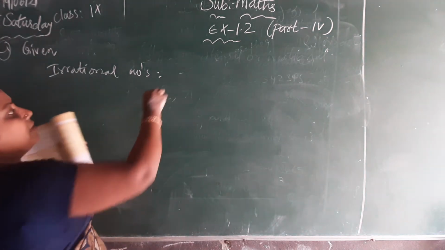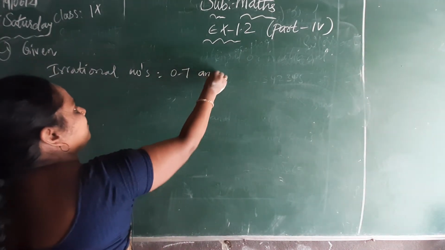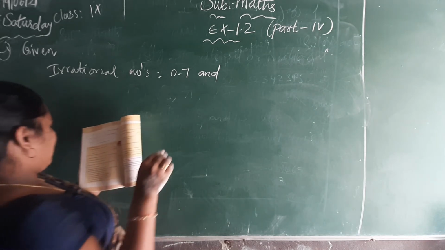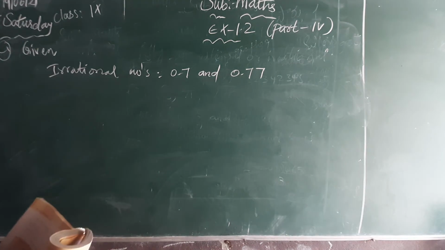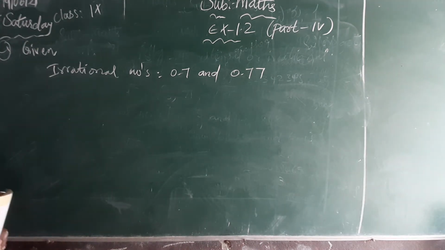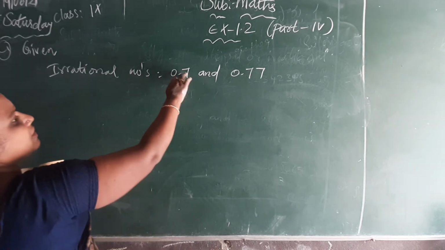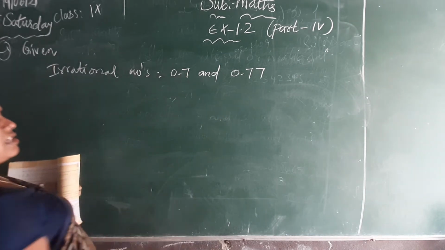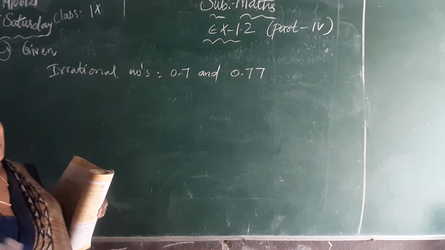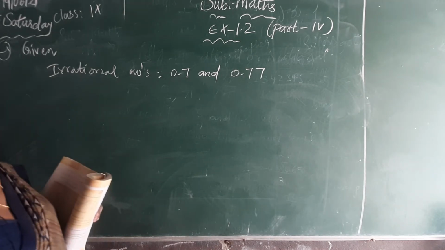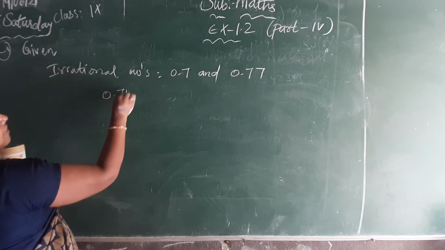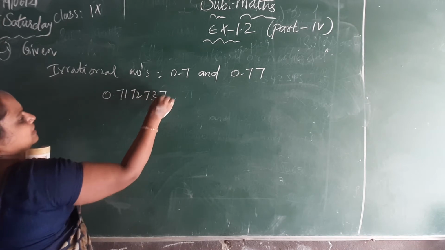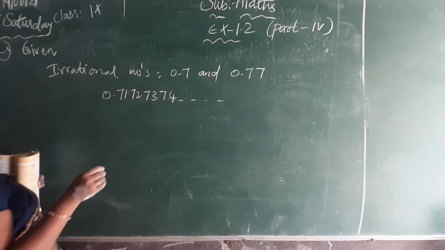What is given here? 0.7 and 0.77. We have to find two irrational numbers between them. So 0.7 and 0.71. Irrational numbers means the decimal goes on without repeating; it will not follow any rule. So I can write 0.71, 72, 73, 74, and so on. This is one irrational number.